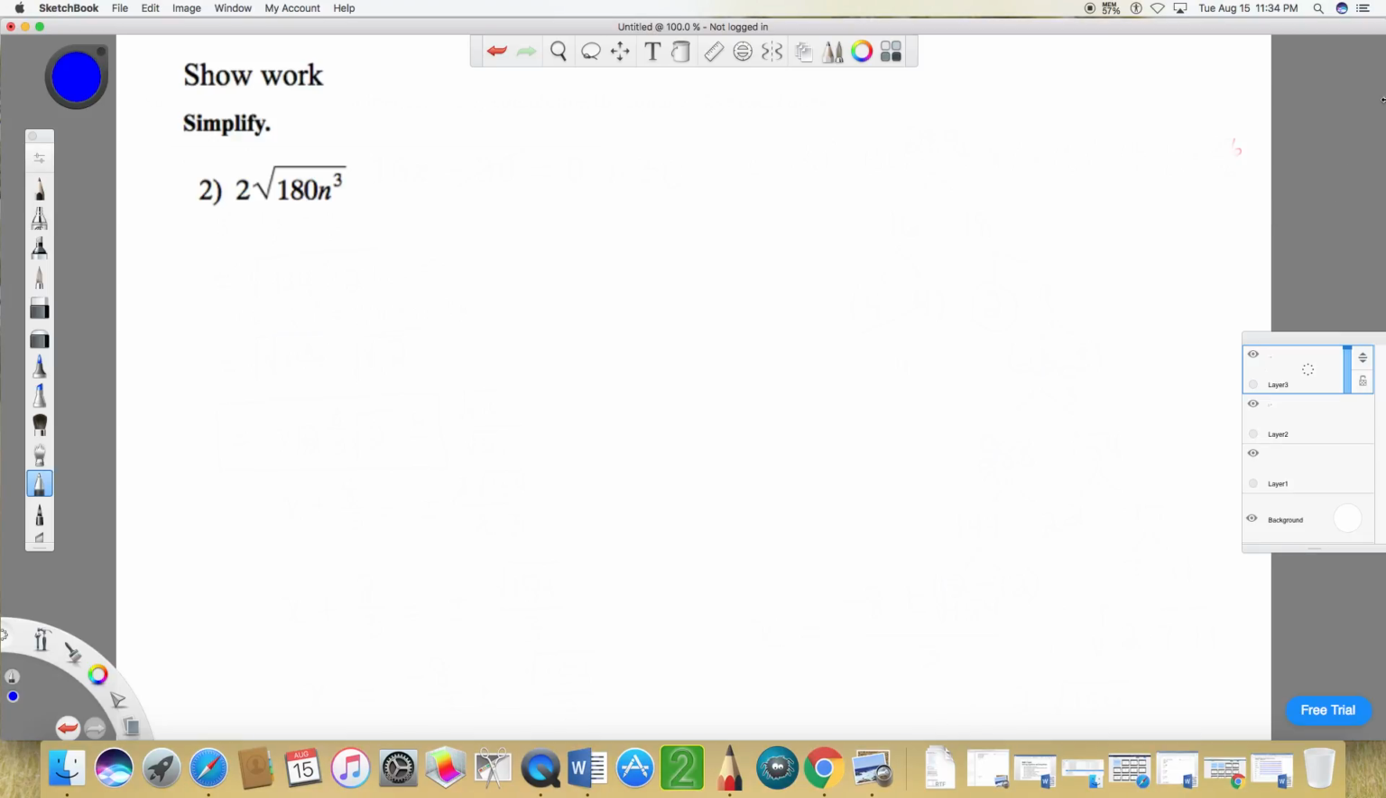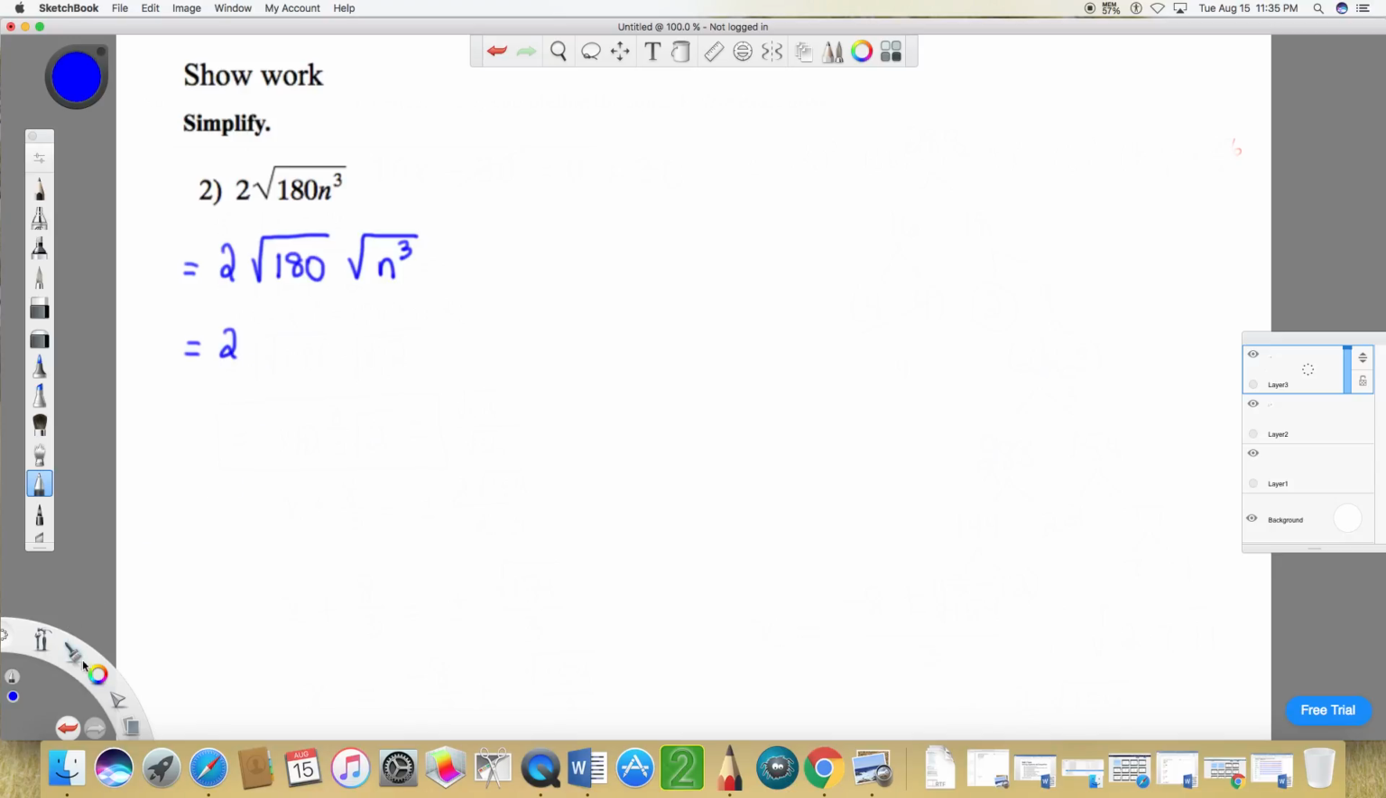Let's take a look at this problem. They want us to simplify 2 times the square root of 180 times n cubed. We know that with square roots we can break apart multiplication. So we have 2 times the square root of 180 times the square root of n cubed.